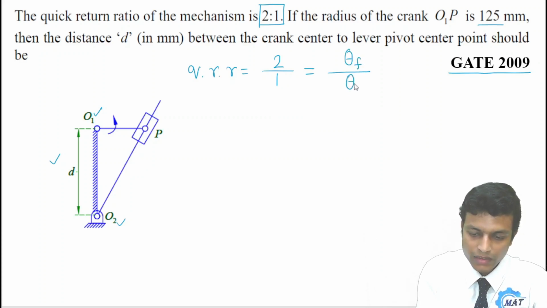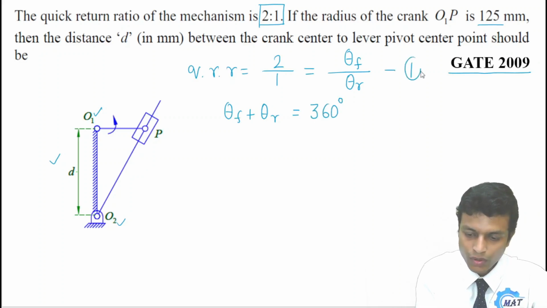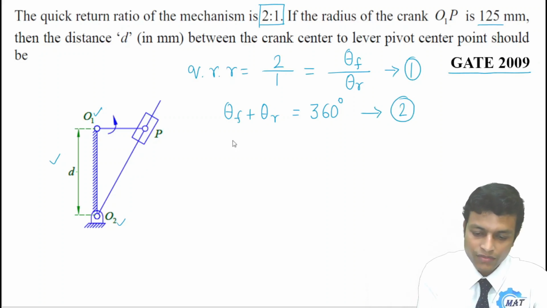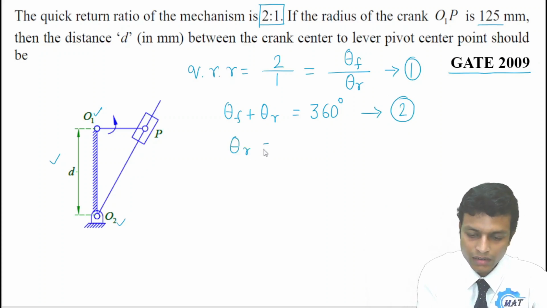theta f by theta r, and we also know that theta f plus theta r is 360 degree. So if this is equation 1 and this is equation 2, solving 1 and 2, we can easily find that theta r is 120 degree. Then what is theta r by 2? Theta r by 2 is 60 degree.